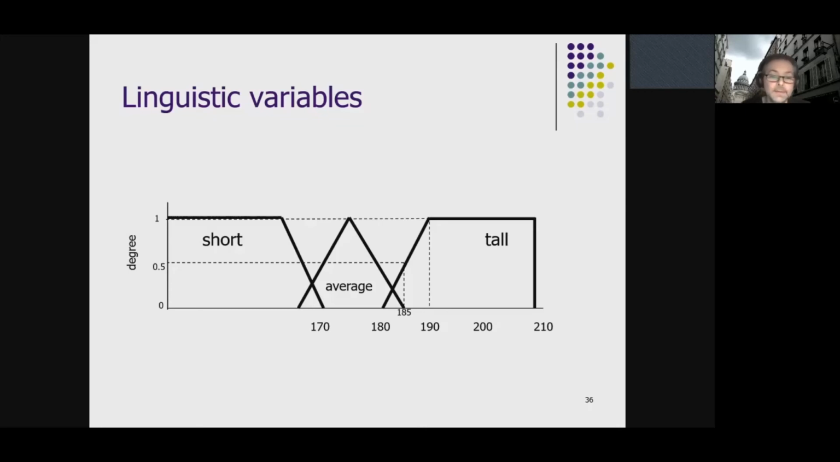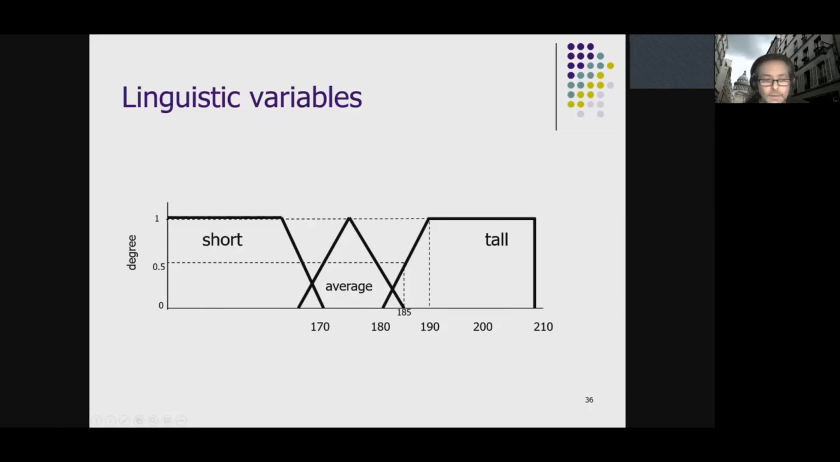Okay, and 0 membership in the fuzzy set average. Okay, according to this representation, someone who is 182 centimeters. 182 falls inside the interval between 180 and 185 you see in the figure, which means that this person belongs to 2 fuzzy sets.